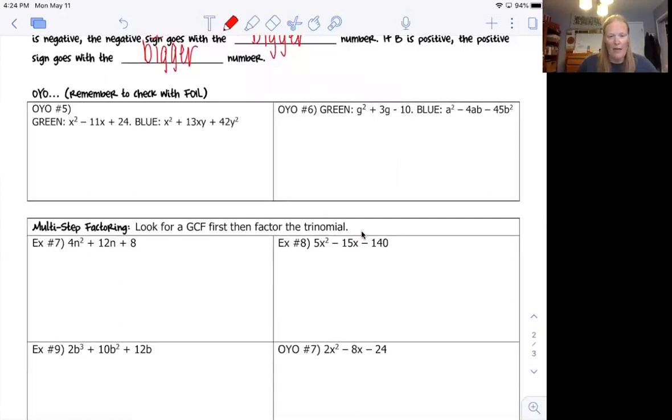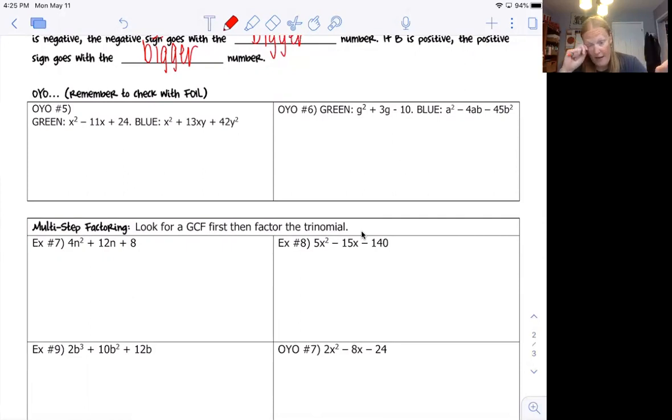Last thing, let's talk about what do you do if there's a GCF. So the more we learn ways to factor, we always go back to the beginning, and that is a GCF. Anytime you can take out something that's common to all the terms, A, you make the problem easier, and B, you actually make it solvable. Sometimes it's not even solvable until you pull out the GCF.